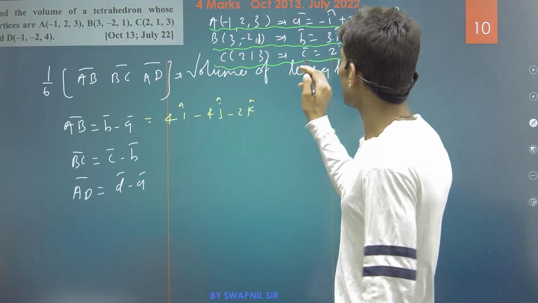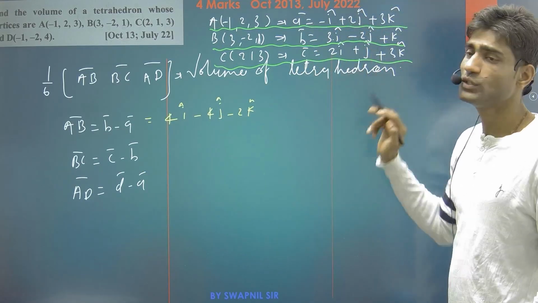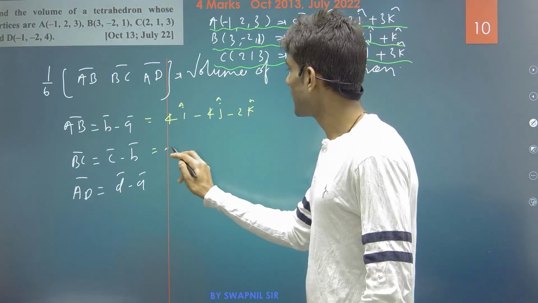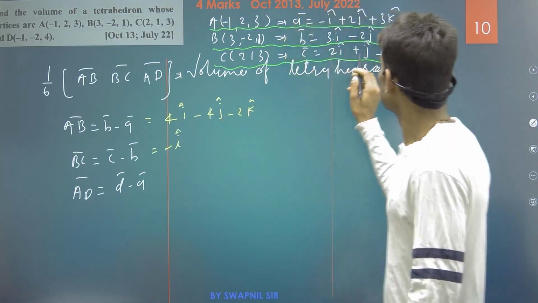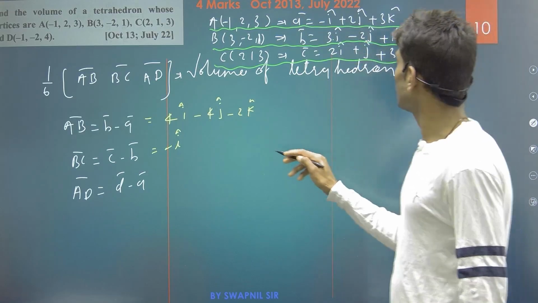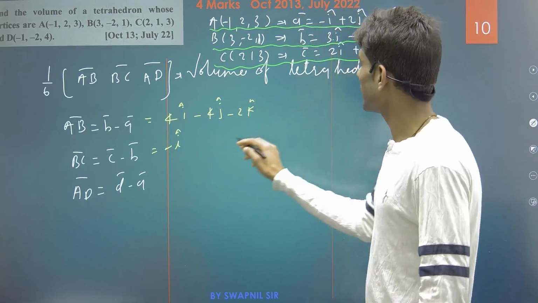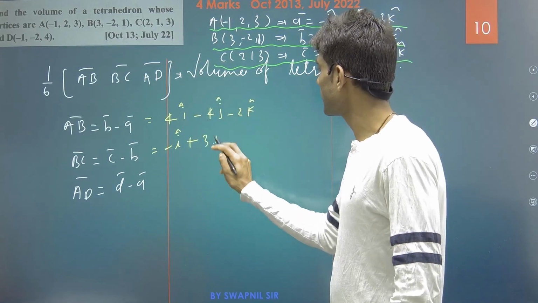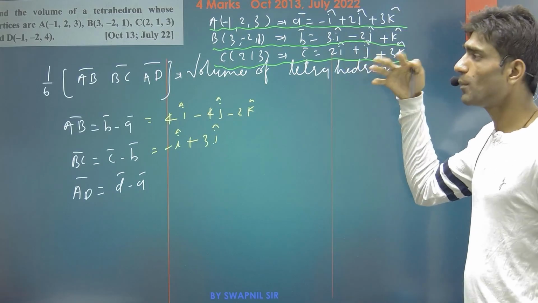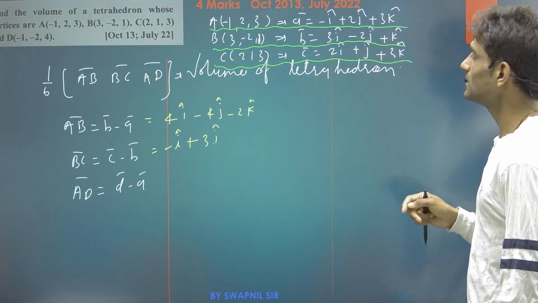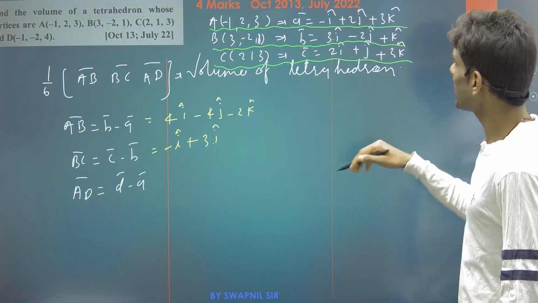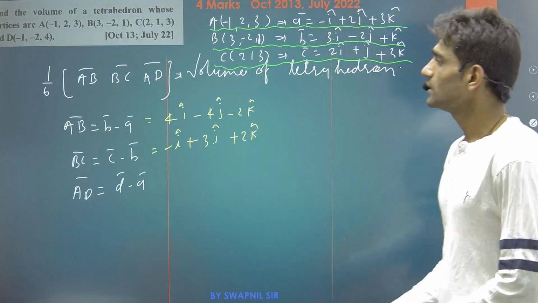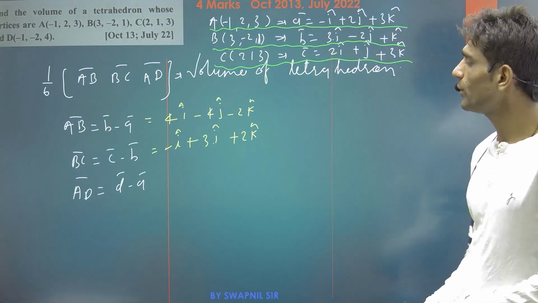Similarly C bar minus B bar, so position vector C bar minus position vector B bar: 2 I cap minus 3 I cap, which we can write as minus of I cap. J cap minus of minus 2 J cap, we can write as plus 3 times J cap. And 3K cap minus K cap, we can write as 2 times K cap. This one is our second vector BC bar. Similarly find out the vector AD bar.